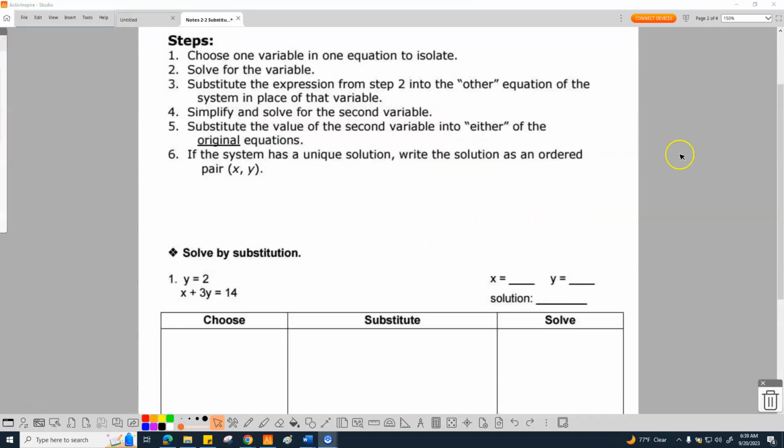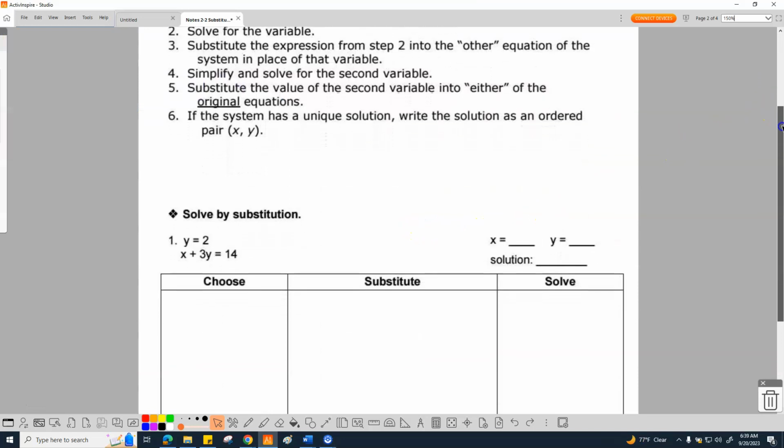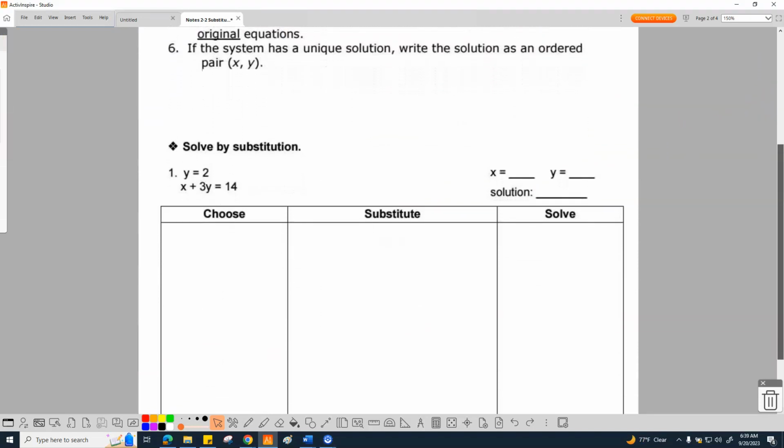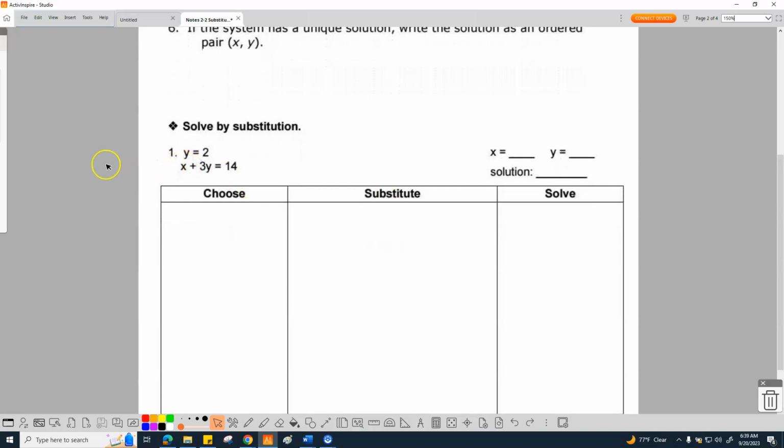All right, we are back, and now I'm going to scroll down and actually show some work. This says solve by substitution. You have y equals 2 and x plus 3y equals 14. Not a big deal. Bear with me while I get used to writing with this pen. It's kind of weird on here, and y'all know my handwriting is terrible, so we'll see how we do.